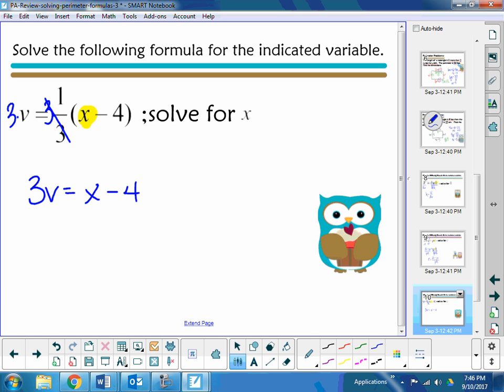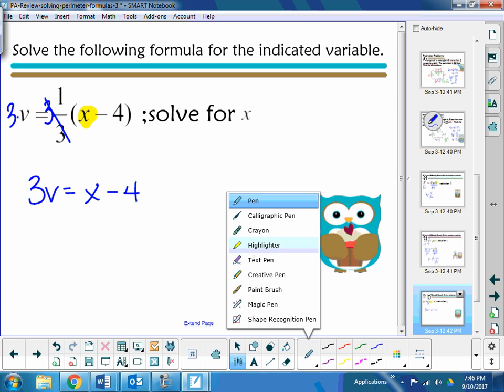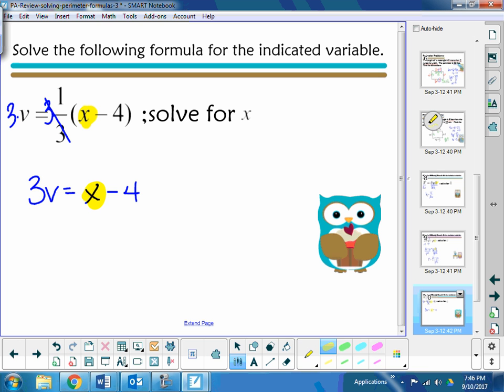Okay, so now I'm trying to get x by itself still. I need to add 4 to both sides. So I have 3b plus 4 equals x. That one wasn't quite as complicated.